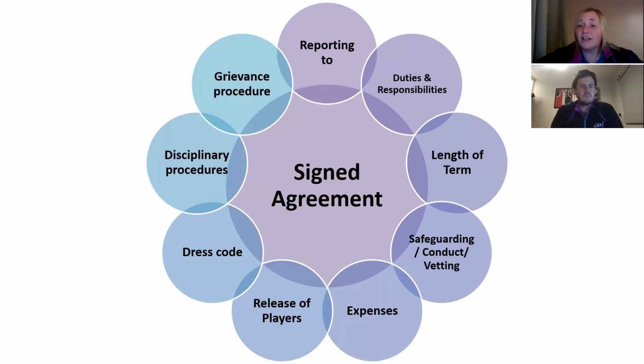The safeguarding, conduct and vetting, making sure all of that is in it and that it's done, it's compulsory, it's by law. Expenses, if there are going to be any sort of expenses, how are they dealt with? In a lot of cases, there might be travel expenses going to games for the manager, or whatever way that is.